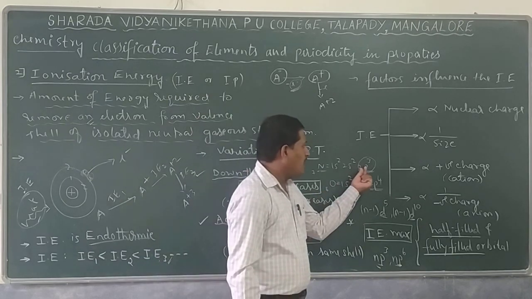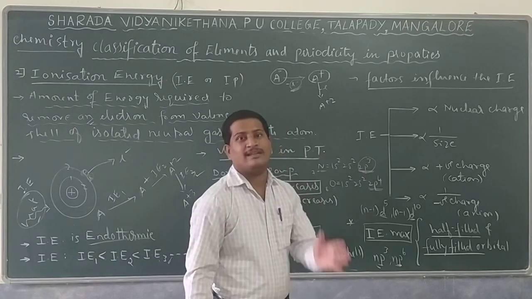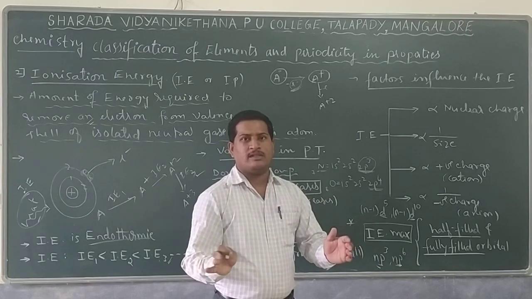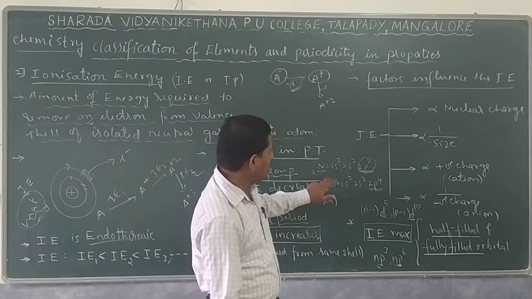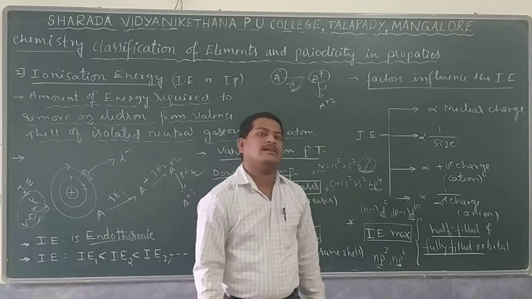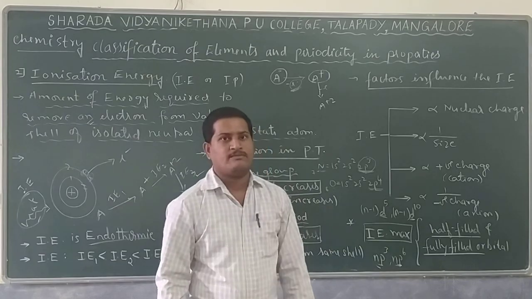Half filled means a set of orbitals with each orbital singly occupied by one electron. Fully filled means a set of orbitals completely occupied. So this is one example we have to remember. First, the ionization energy of nitrogen is more than that of oxygen because of these configurations.